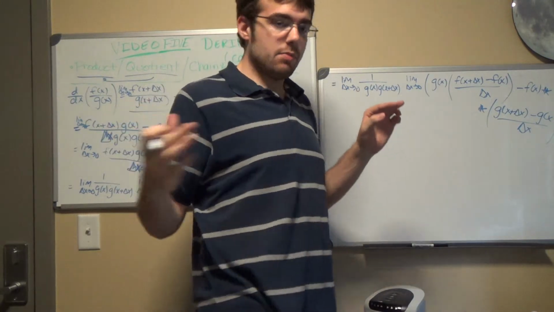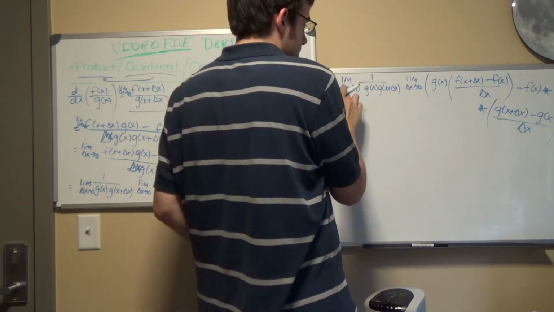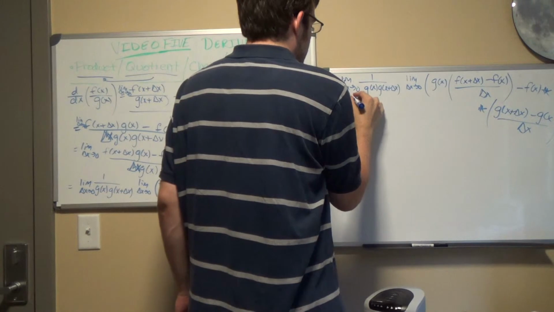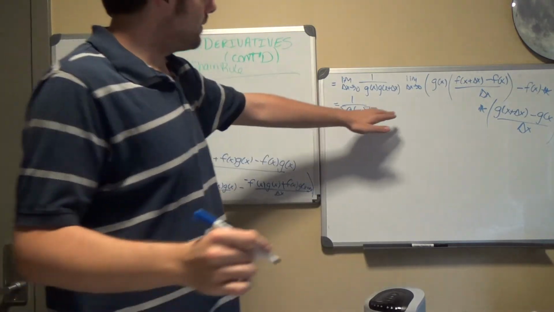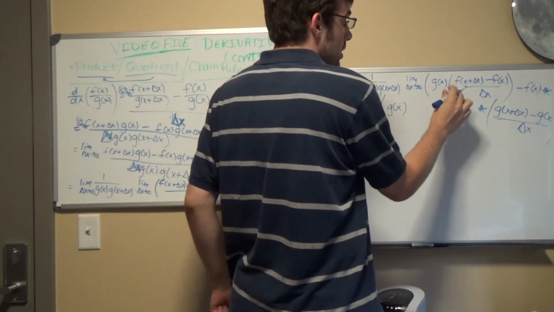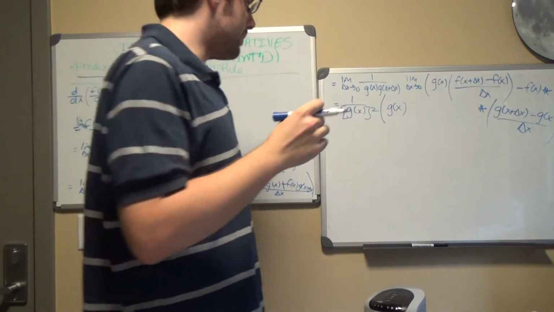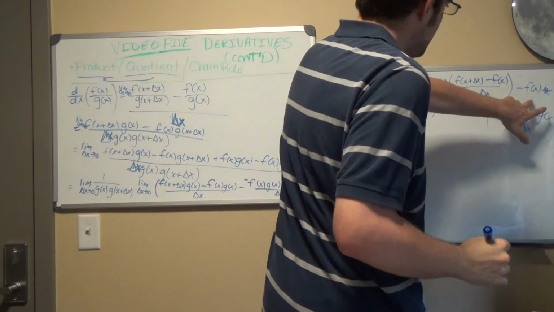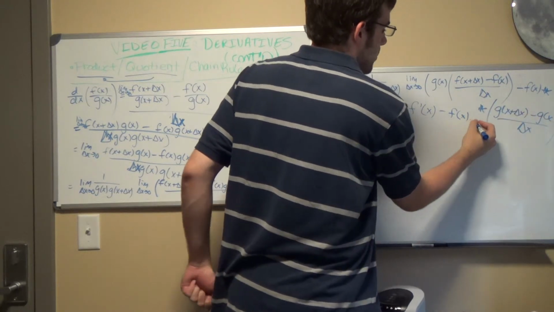So once again, as we did in the product rule, we can say that the limit of g of x plus delta x as delta x approaches 0 is g of x. So we have 1 over g of x squared times g of x. The limit as delta x approaches 0 of f of x plus delta x minus f of x divided by delta x is f prime of x, minus f of x times this, which is g prime of x.